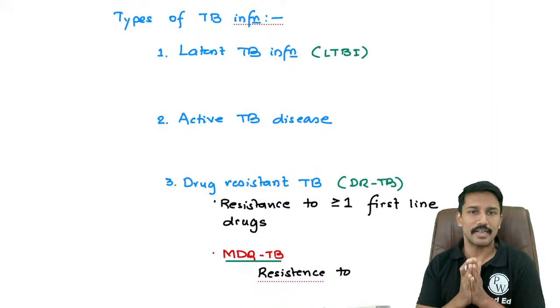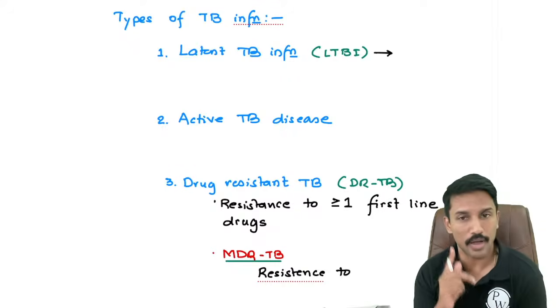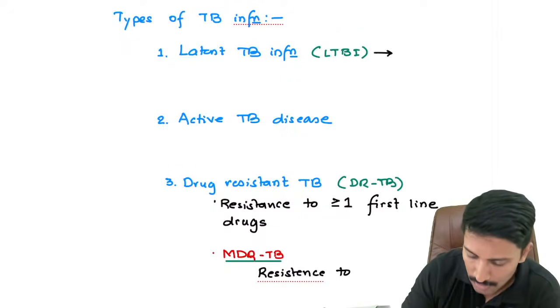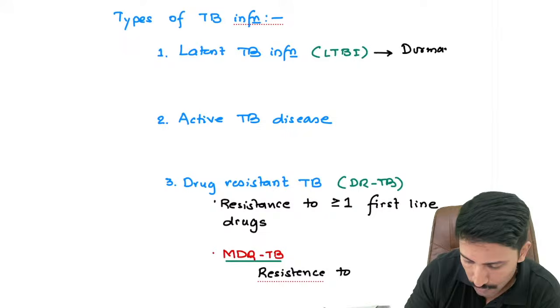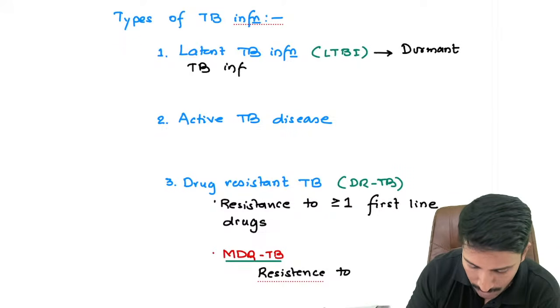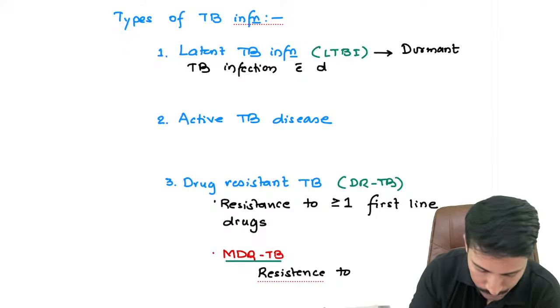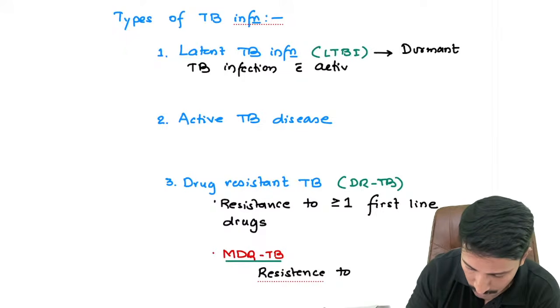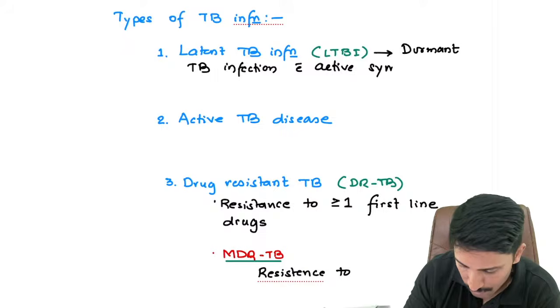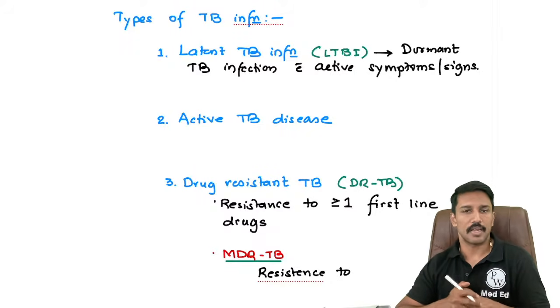Now, what is latent TB infection? Latent means there is no active TB, but you have the TB bacilli in your body. That means there is dormant TB infection. They are dormant with no active symptoms or signs. Okay. How can I detect the latent TB infection?